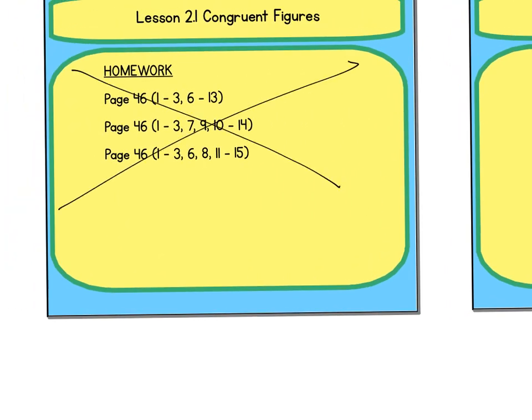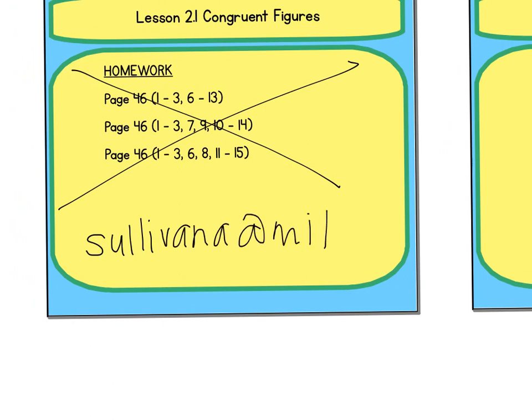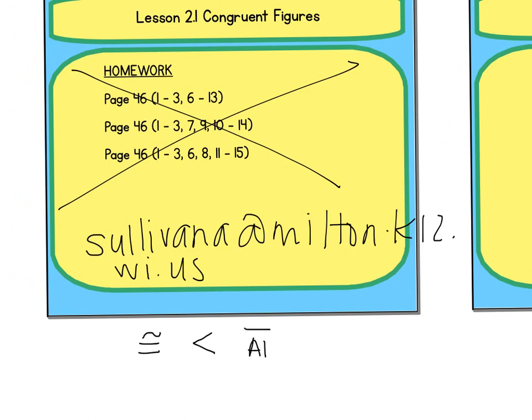Your homework is the worksheet that I have printed out for you in class. If you have questions, please email me at sullivana@milton.k12.wi.us. Please make sure that you're using the appropriate signs in order to label your homework. So I want to see the congruency signs, I want to see the angle signs, and I want to see the line above the sides to make sure that you're denoting the correct mathematical notation. So if you have questions, please don't hesitate to email me.